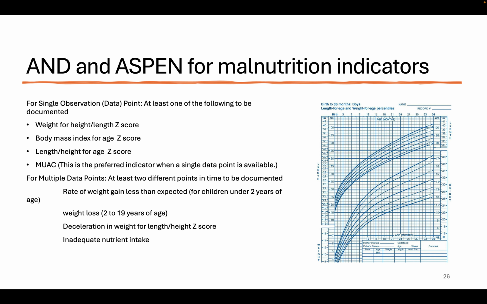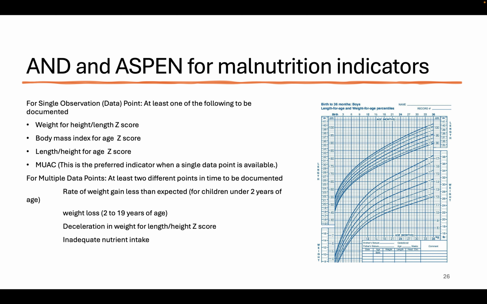The ANPEN indicators for malnutrition. For a single observation data point, at least one of the following needs to be documented: the weight, height, length z-score, the body mass index for age z-score, the length or height for age z-score, or the mid-upper arm circumference. This is the preferred indicator when a single data point is available.